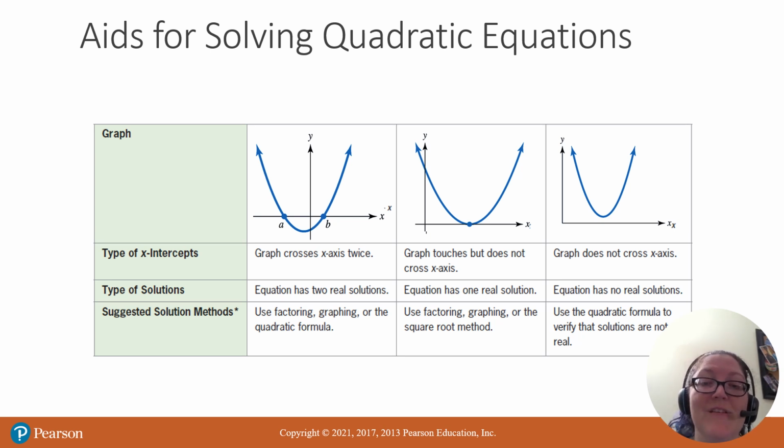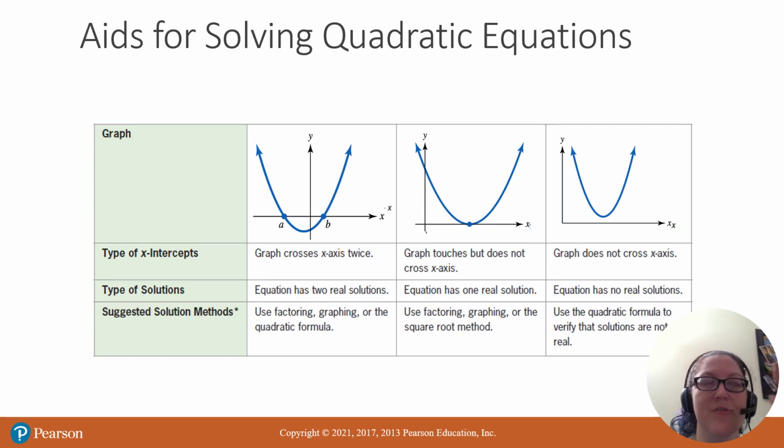Now, I suggest for these types of problems that you use maybe factoring, graphing, or even the quadratic formula. Now, for the case where the discriminant actually equals 0, that is what it's going to look like on the graph, only touching in one area on the x-axis.